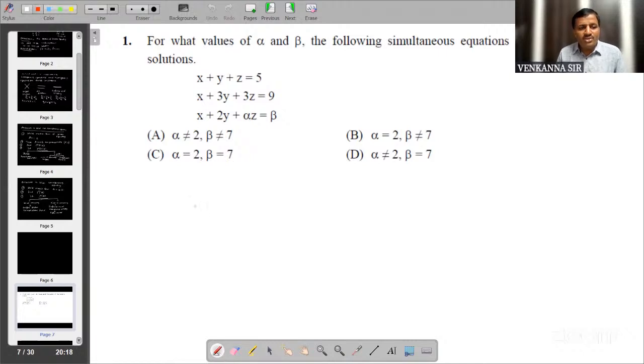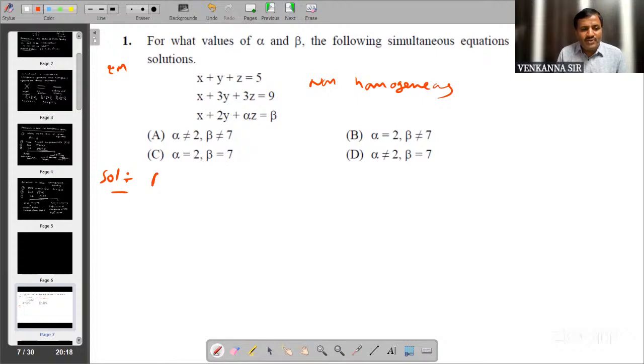For what values of alpha and beta, this is a previous GATE question, 2 marks bit. The solution here is as follows. What type of equations are they called? They are non-homogeneous equations.